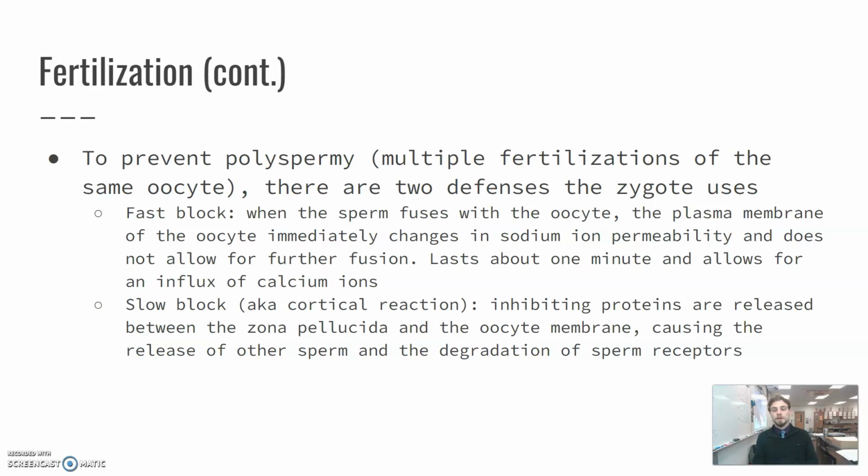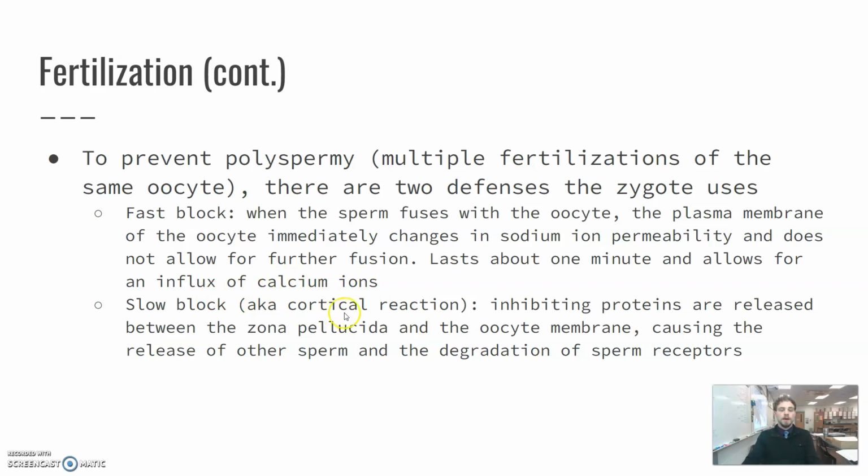So immediately when a sperm fuses with the plasma membrane of the oocyte, the permeability, or how much or how well it allows things to cross through, in particular with sodium ions, is going to change. So if you remember back to our nervous system when we were going over an action potential and those charges flipping and things like that, it's a very similar thing that's taking place here. And so that permeability is going to change immediately and prevent further fusion. It's going to last about 1 minute that it's able to prevent polyspermy.